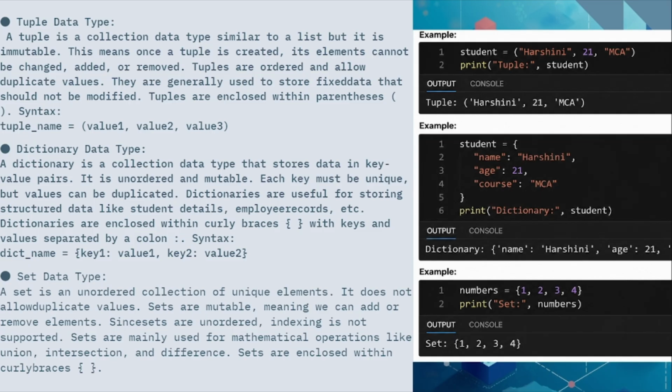Since sets are unordered, indexing is not supported. As I told, sets are unordered, so we can't access elements of sets using indexing. Sets are mainly used for mathematical operations like union, intersection, and difference. We use set for mathematical operations like union, that means joining of two sets, intersection, what is common, and difference. Sets are enclosed within curly braces. Here sets also we enclose in curly braces.